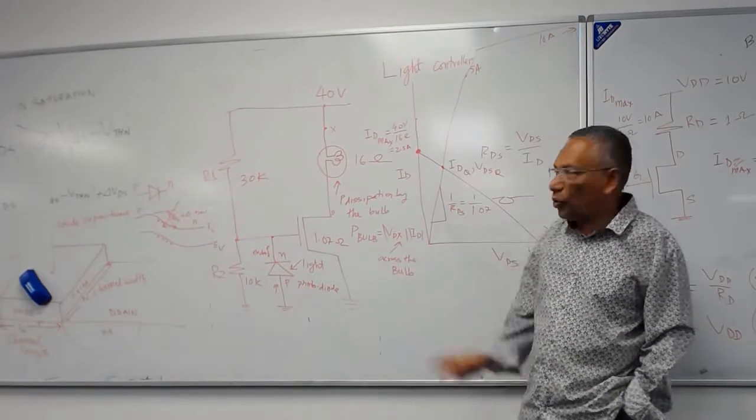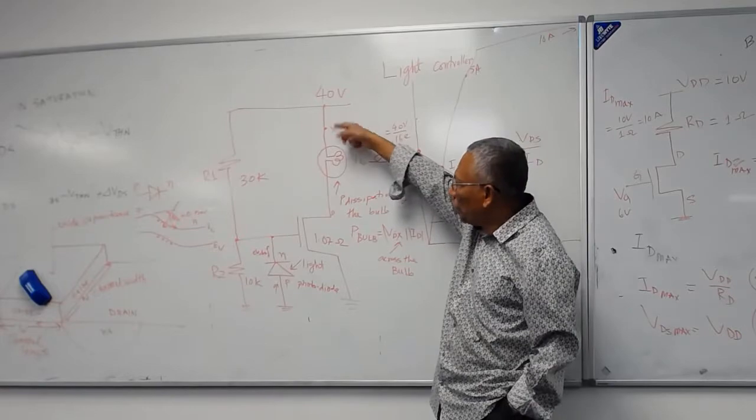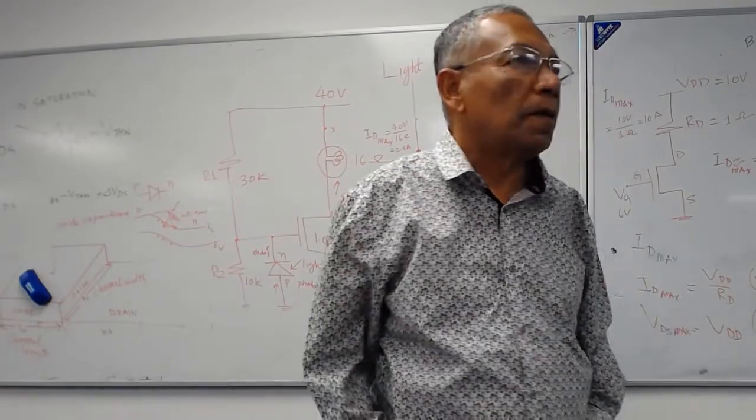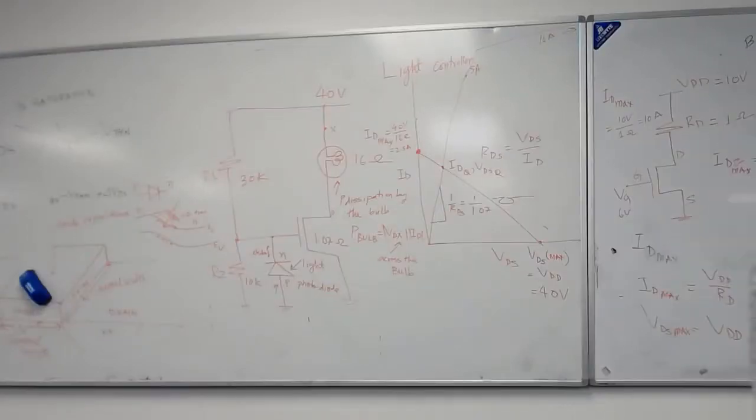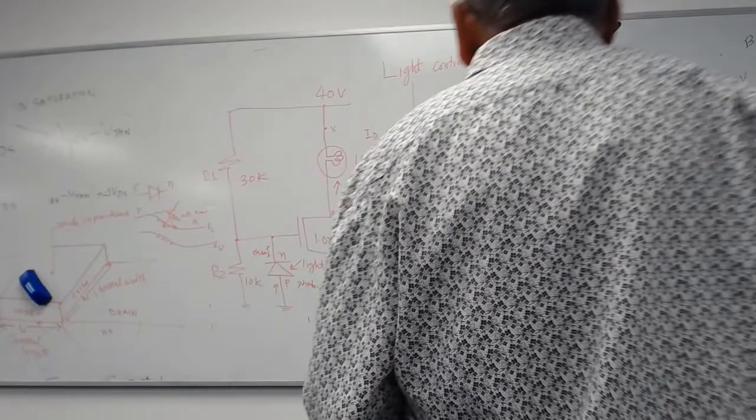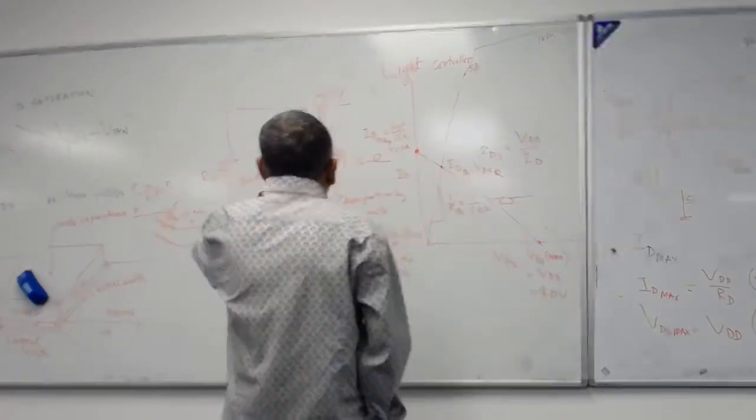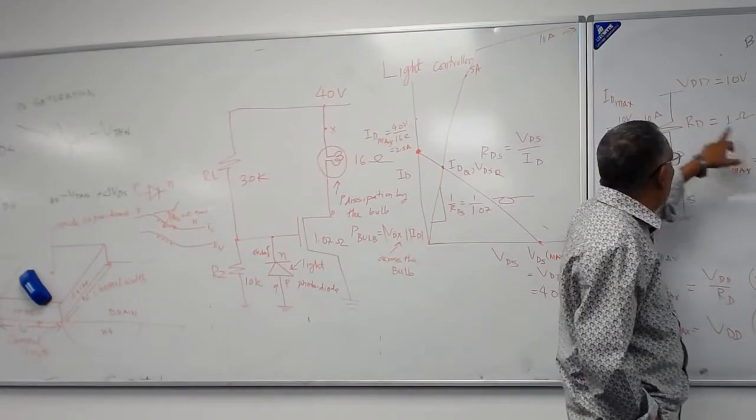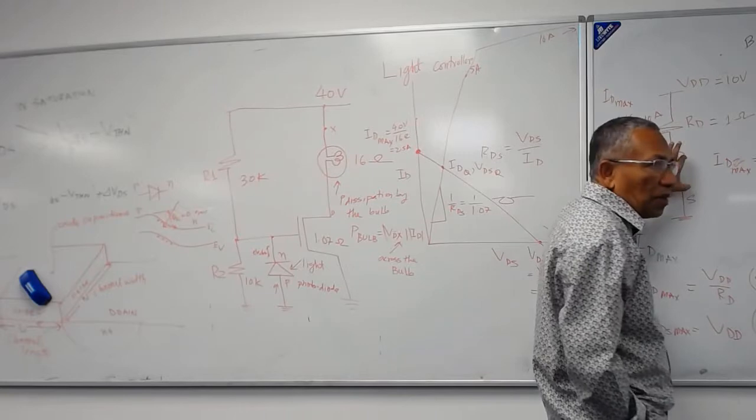You have to actually find this current by taking the voltage divided by these two resistors. It's not a current divider. Here you did ID max as voltage divided by this resistor. Now you have to add this resistor also.